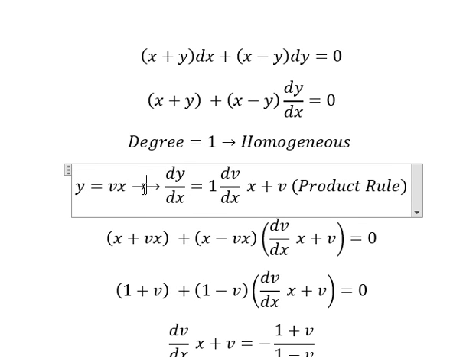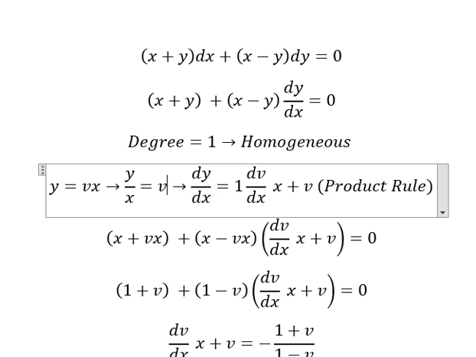So we divide both sides by s, and now we need to change v into this one.